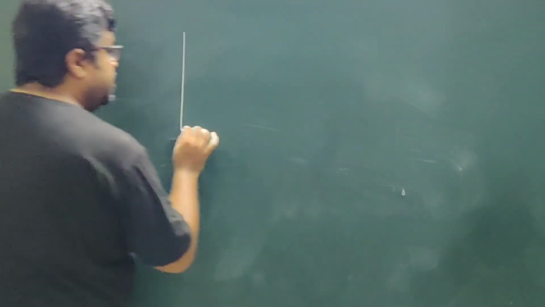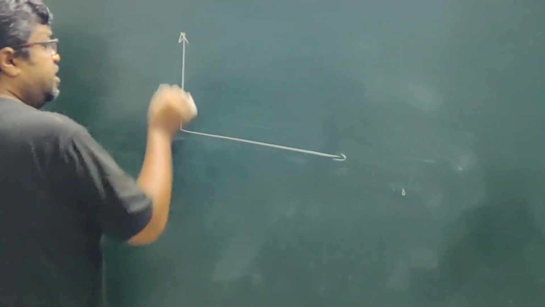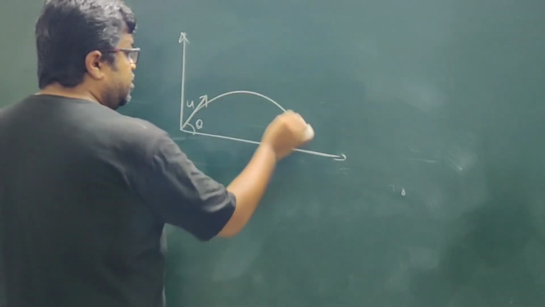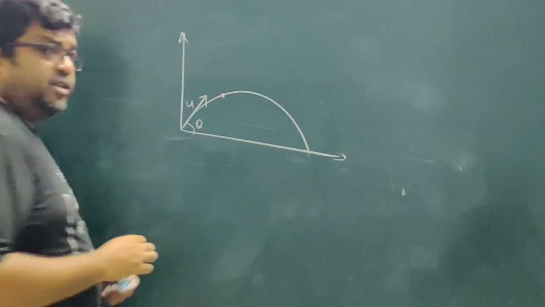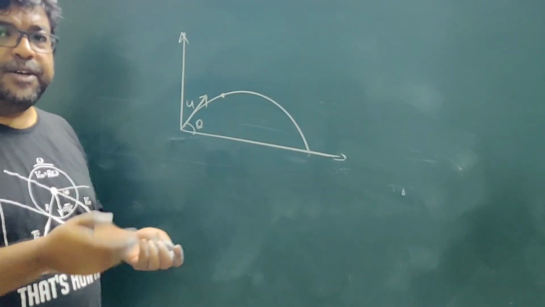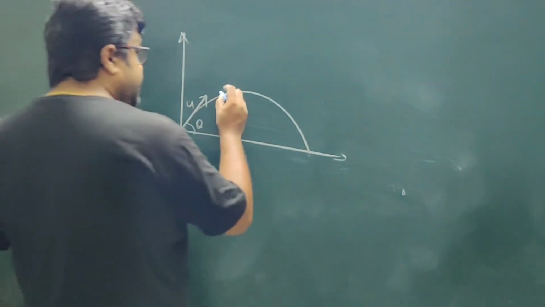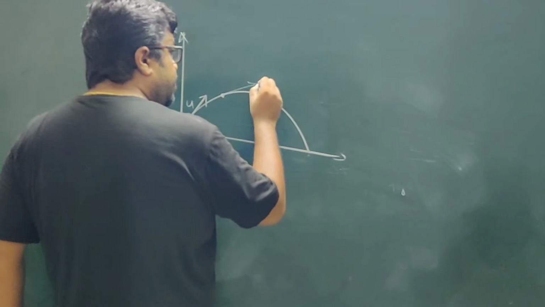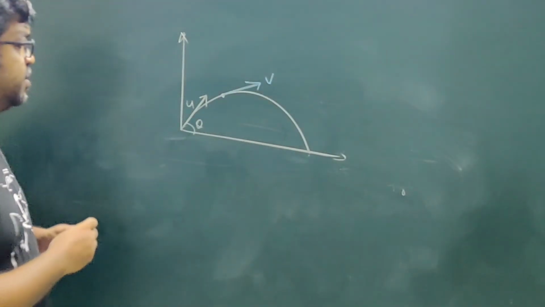This is the initial velocity, and this angle is theta. Suppose at this particular point we are going to calculate the power. It is asked that you need to calculate the power at some arbitrary time t. At this instant, this is the trajectory. At any point on the trajectory, if you draw a tangent, the tangent will give you the direction of velocity.